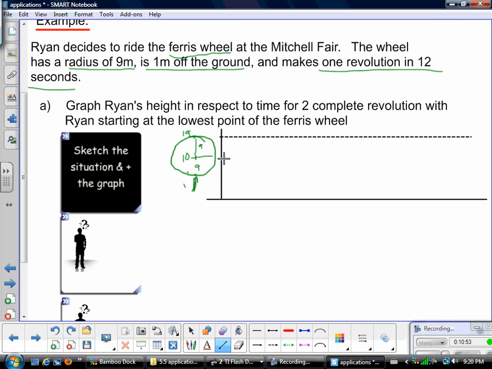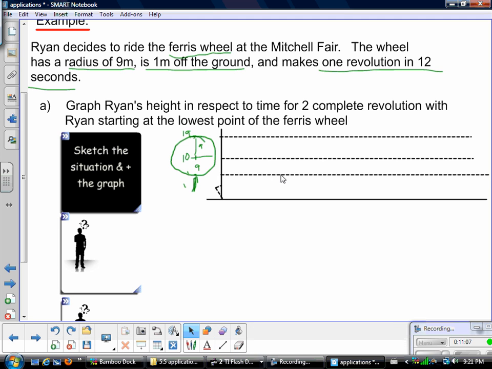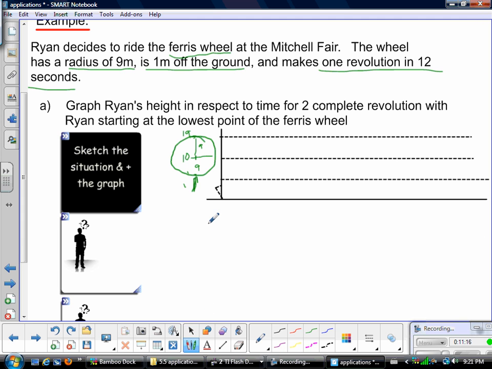Now, as I said, obviously I'm not to scale because this is not 1. So I'm just going to go something like this just so that you know that I didn't start in the right spot. Okay, so I already know on this graph, move that one down a little bit, that this is 1, this is 10, and this is 19.